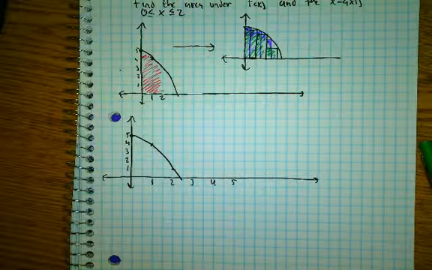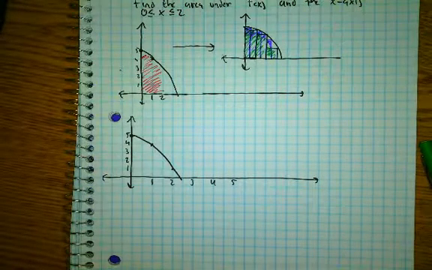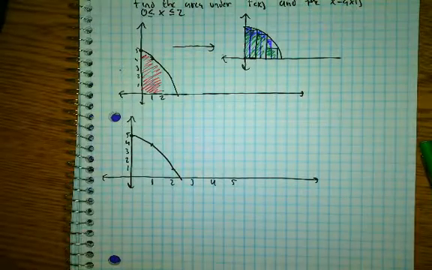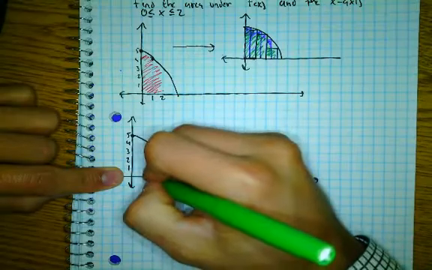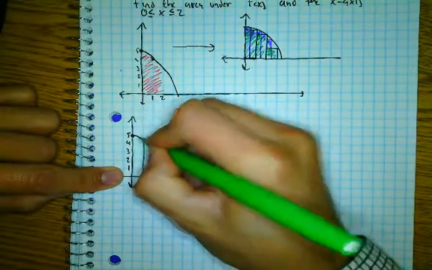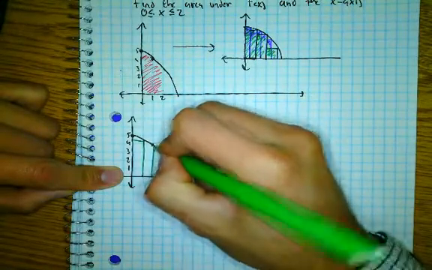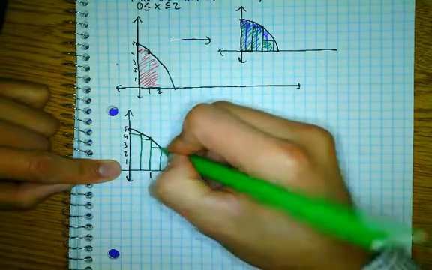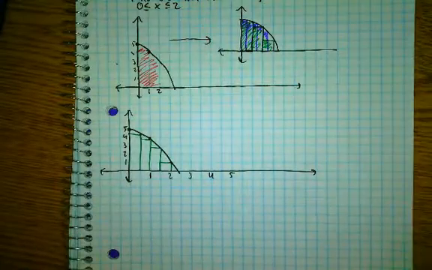How many rectangles would be a good idea for now, since we're just starting? Four? No, not 75. I would say 4 rectangles, because I can draw rectangles here to there, from here to there, from here to there. Agreed? From 0 to 2.